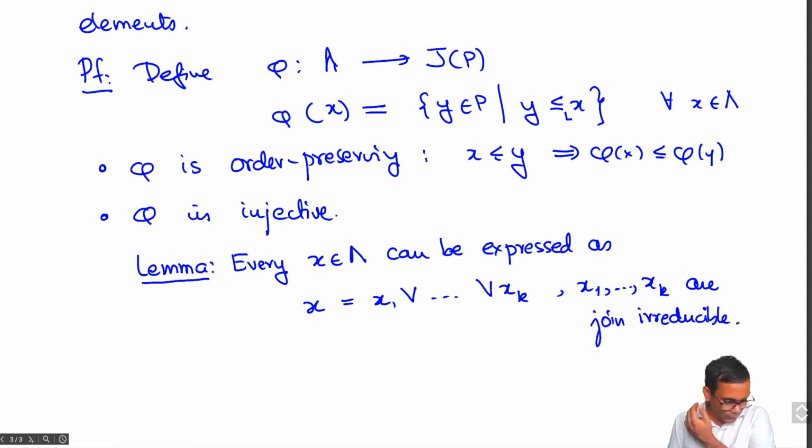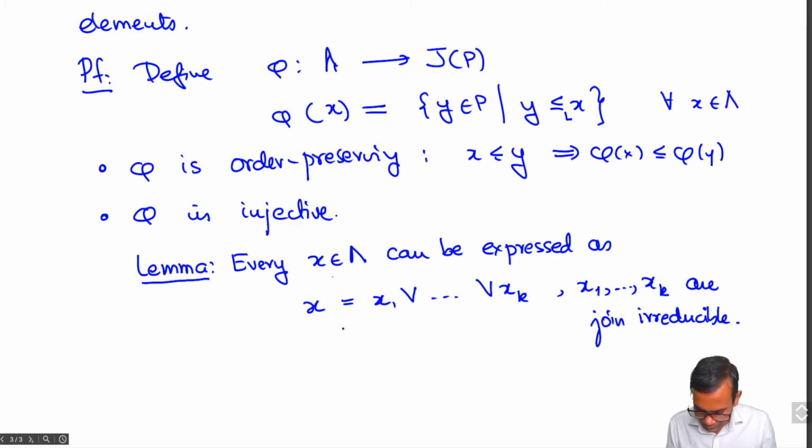So one thing that you need to be careful about here: if x is actually the least element of the lattice lambda, then x is just the join of the empty set. The empty join is taken to be the least upper bound of the empty set, and so it's going to be the least element of your lattice. And so this is clearly true with k equals 0 for the least element of lambda.